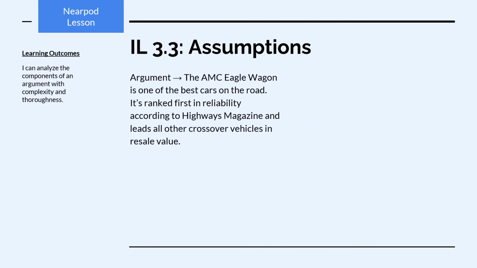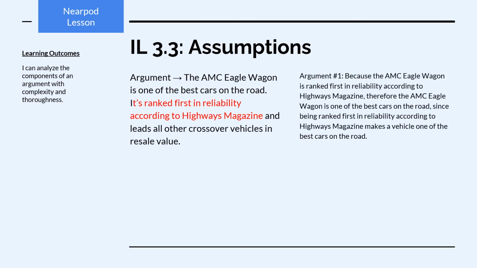For instance, if I were working with this argument here, that the AMC Eagle wagon is one of the best cars on the road, it's ranked first in reliability according to Highways magazine, and leads all other crossover vehicles in resale value. If that were my argument, I want to break this down into two separate arguments before trying to identify its parts. So because I have two different evidence statements here that both support the same claim, I'm just going to break this down into two separate arguments that share the same claim, have different evidence statements, and therefore different assumptions that go along with it.